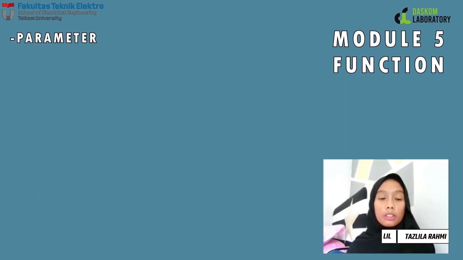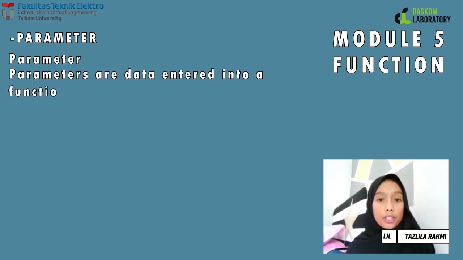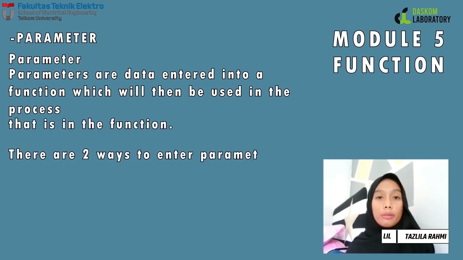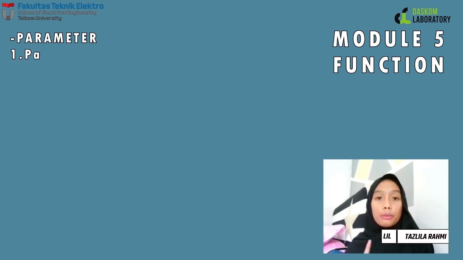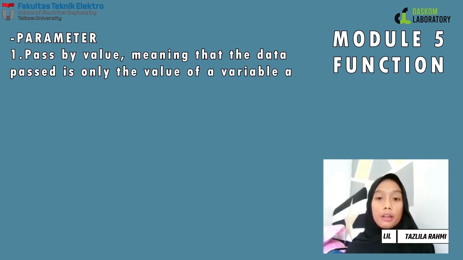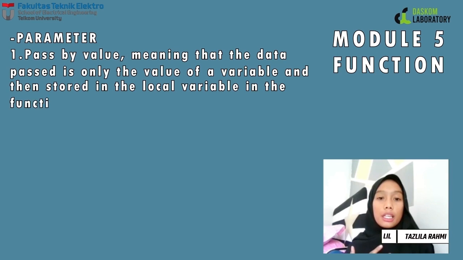Next, parameters. Parameters are data entered into a function which will then be used in the process that is in the function. There are two ways to enter parameters in C language. 1. Pass by value, meaning that the data passed is only the value of a variable and then stored in the local variable in the function.